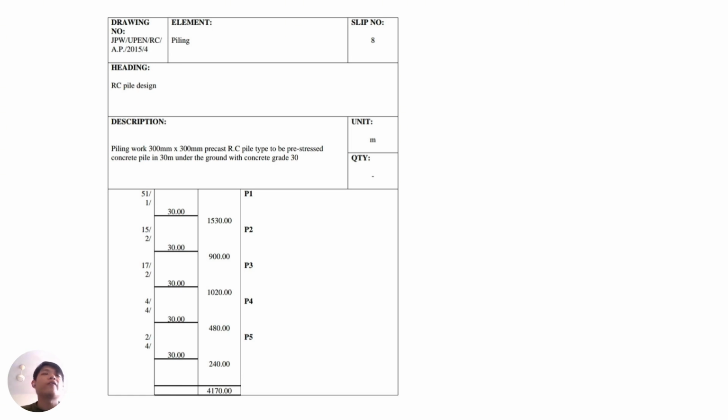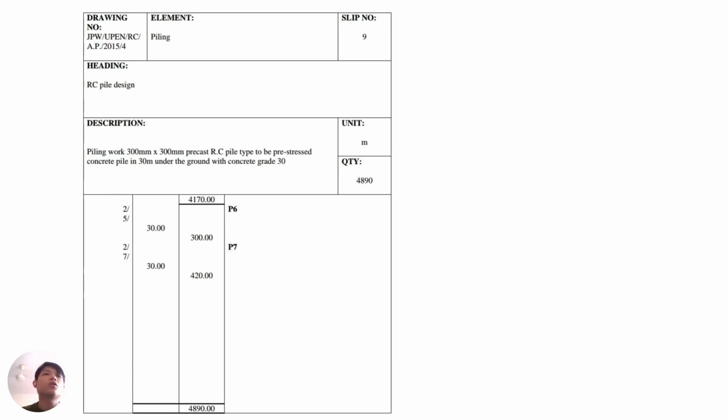Then after that, counting for the piling work will go also the same as the piling work, but it's in 30 meter under the ground with a concrete grade 30, which means that the 51 times 1 from the previous one is for the piling work, but here we also need to multiply the 30 meter under the ground. So we can see that at the P1 here, there is a 51 times 1 and times 30, and we can get the 1530 meter.